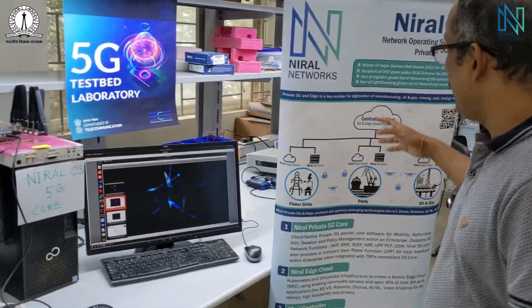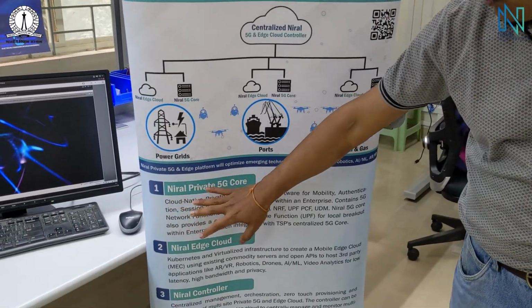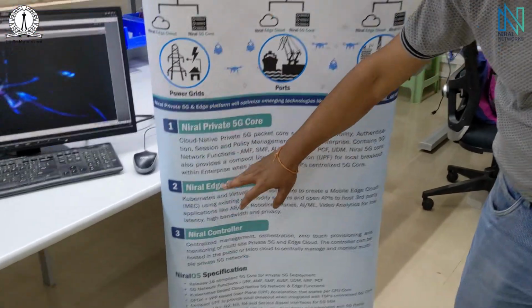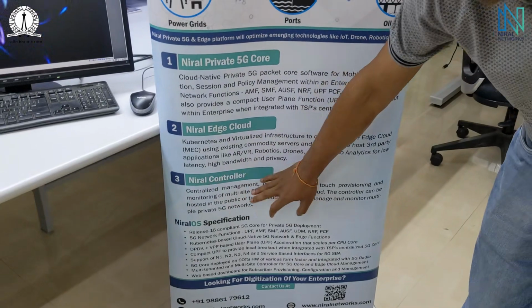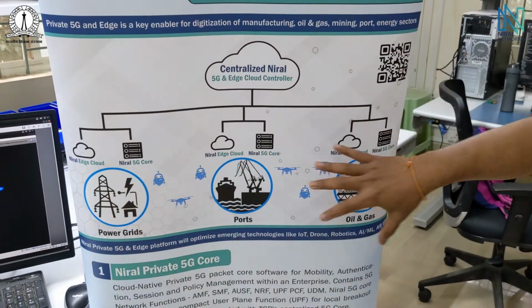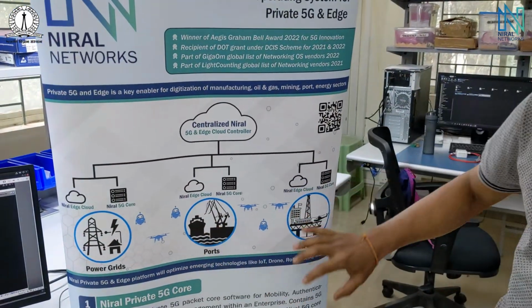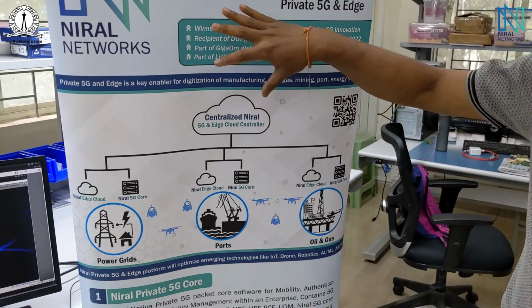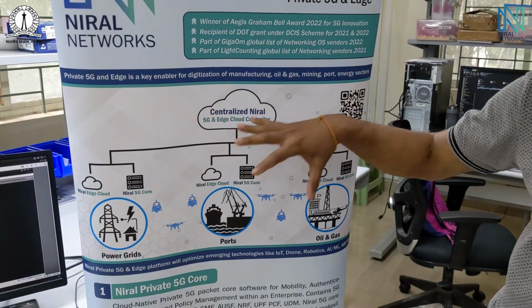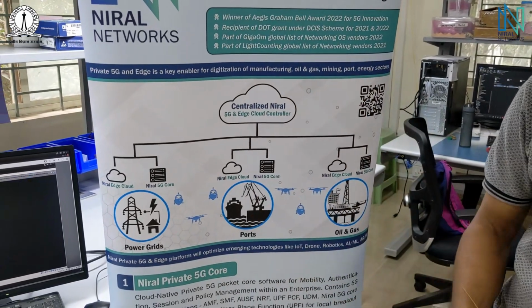Here, as we discussed, Niral has three major components: the core, the edge cloud and the controller. If you have a multi-site deployment, let's say in some power grid or port, the Niral controller can be used from a centralized location to control the whole network remotely.